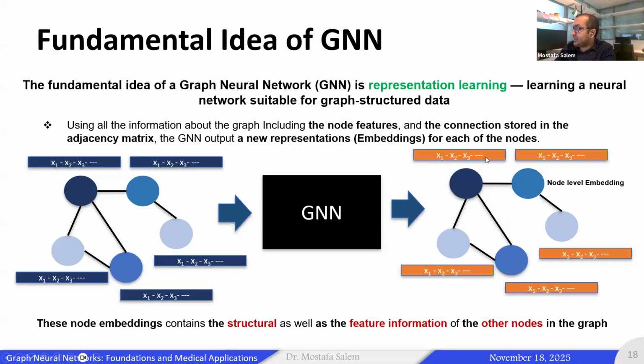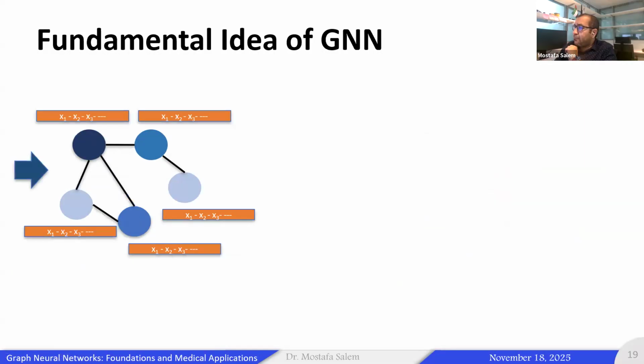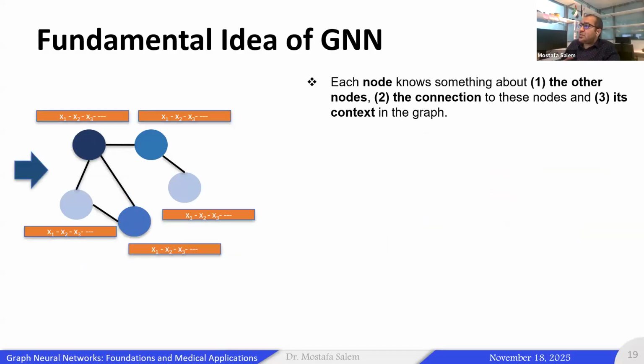These node embeddings, the orange ones, contain the structure as well as the feature information of other nodes in the graph. So each node knows something about the other nodes, the connection of these nodes, and its context in the graph. So if I'm this node, now I know something about myself. I know something about my neighbors and the connection between me and my neighbors.